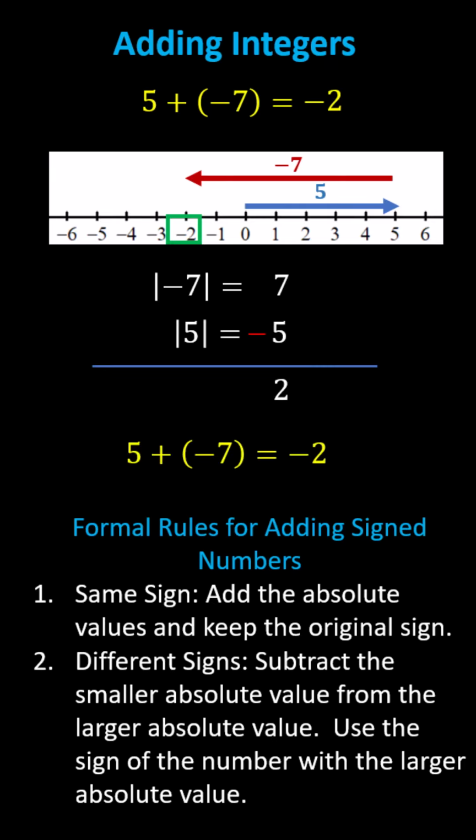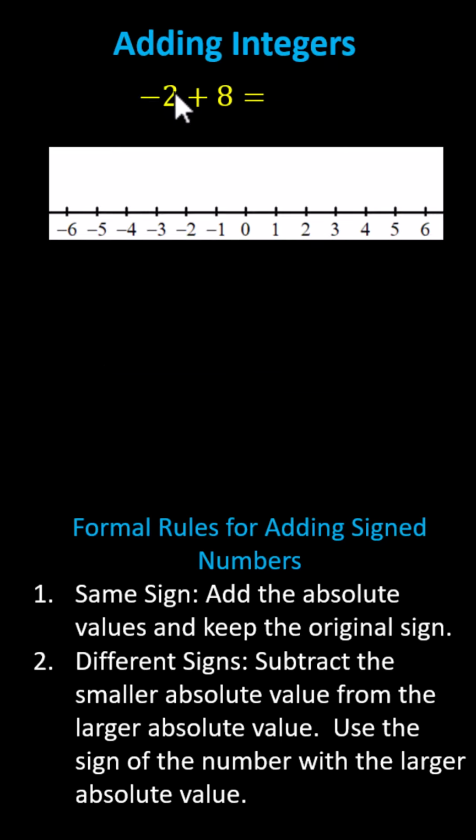For the second example, we have negative 2 plus 8. Using the number line, we model negative 2 by starting at 0 and moving left 2 units to negative 2. Because we're adding positive 8, we now move 8 units to the right, giving us a sum of positive 6.